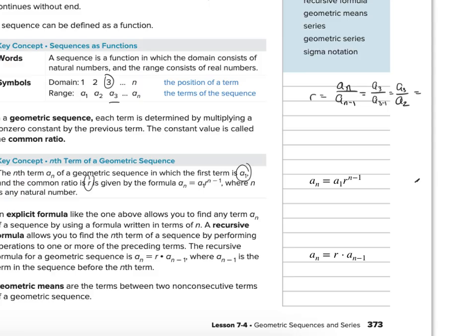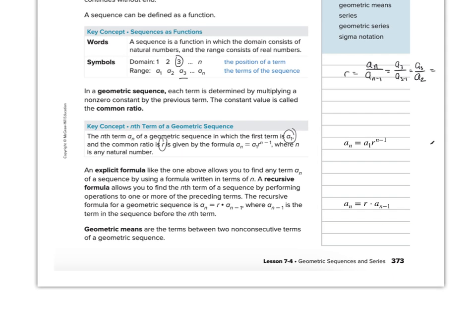So that allows me to pick any term in the sequence, where the recursive formula says, hey, if we know one term, we can figure out the next term. That's what recursive allows you to do: find the nth term in the sequence by performing operations on one or more preceding terms. The explicit formula allows you to find any term.